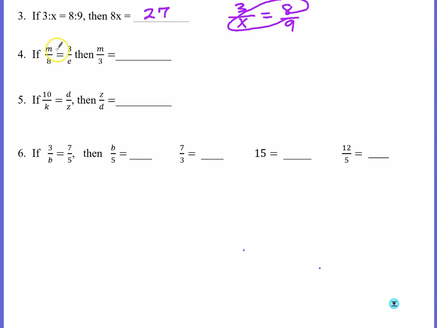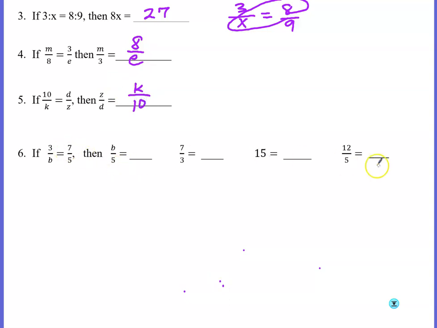Okay, for the next one we have if m over 8 is equal to 3 over e, then what is m over 3 equal? Well, m over 3 would be top over top, so we'd want bottom over bottom, 8 over e. Here we've got 10 is to k as d is to z, so z is to d. They just flipped this side upside down, so I'm going to flip the other side upside down, k over 10.